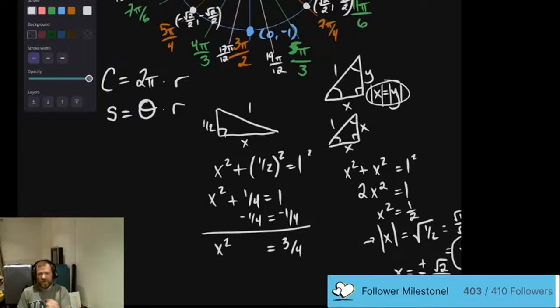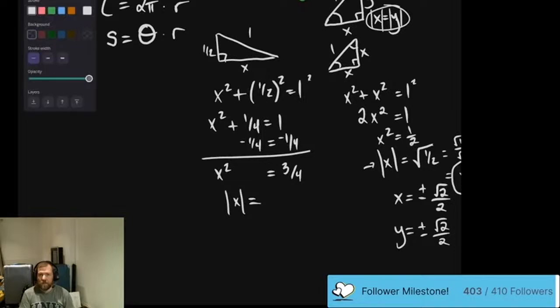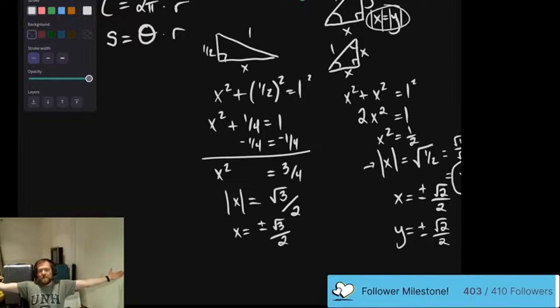X squared is equal to 3/4. Take the square root of both sides, you get the absolute value of x is equal to √3/2. √4, right, makes you 2 on the bottom. So now our x values are going to be plus or minus √3/2, depending on what quadrant you're in.